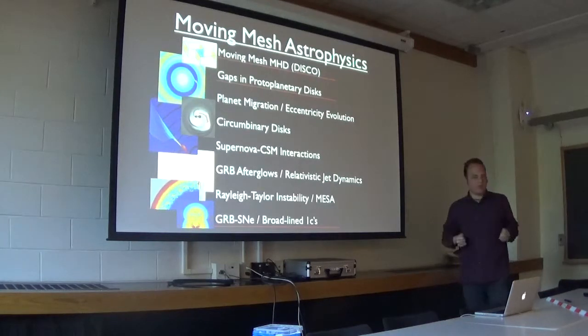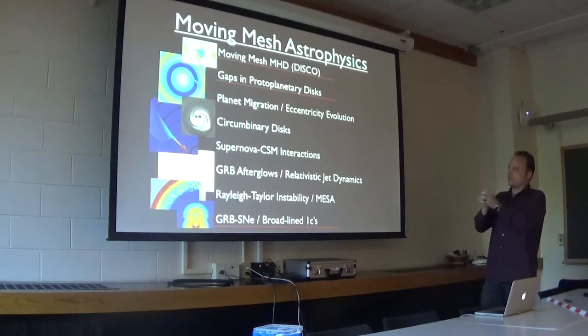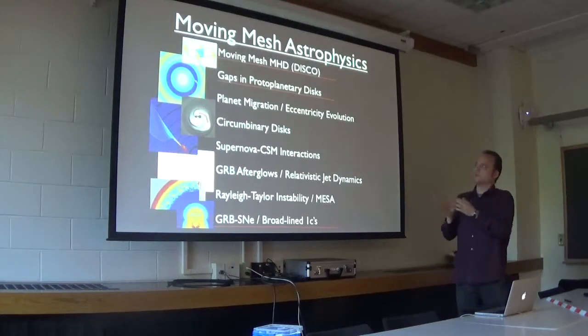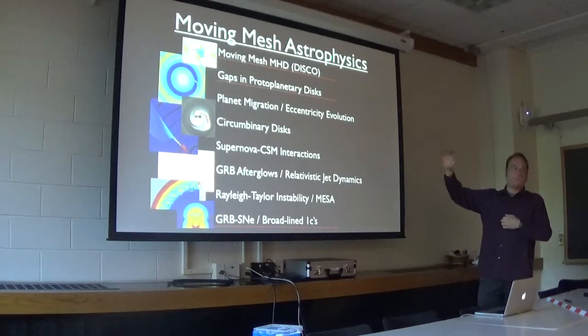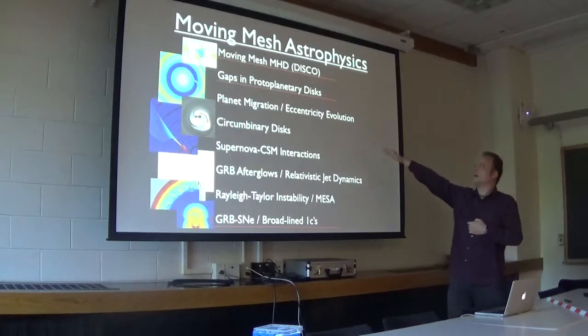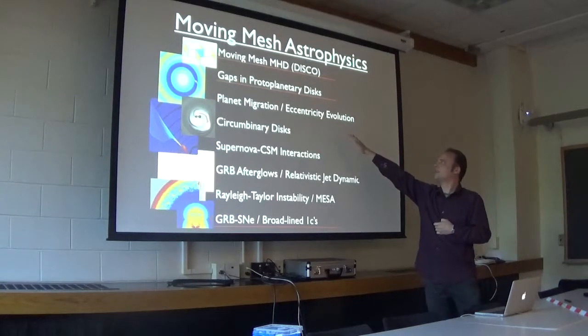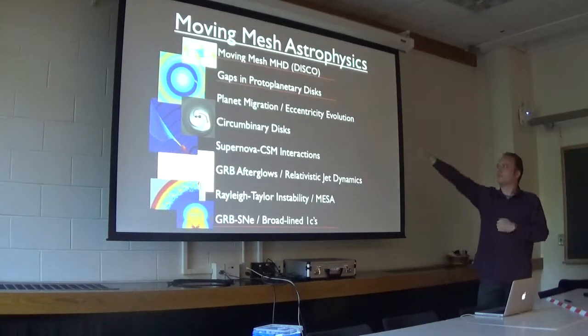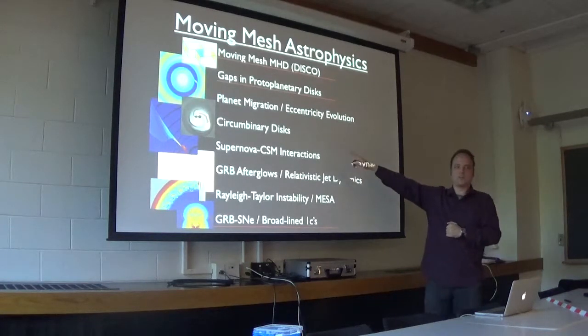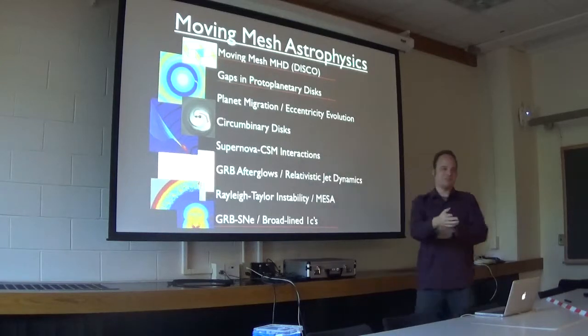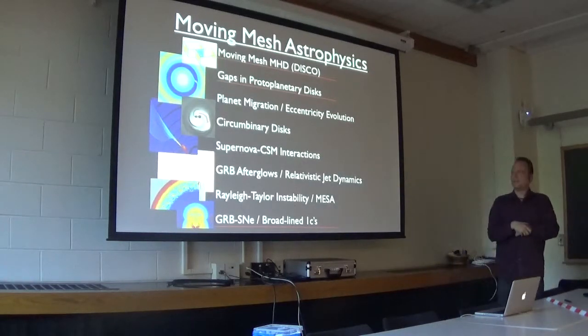And I'm going to talk about an application I've used for this, which is gap opening in protoplanetary disks. So when planets form, if they get massive enough, they can carve out these gaps in the disks. I'm not going to be talking about planet migration and the eccentricity evolution, although that's another topic I'm interested in. Dan is going to be sad that I'm not going to talk about circumbinary disks, but that's something that we've collaborated a bunch on before.